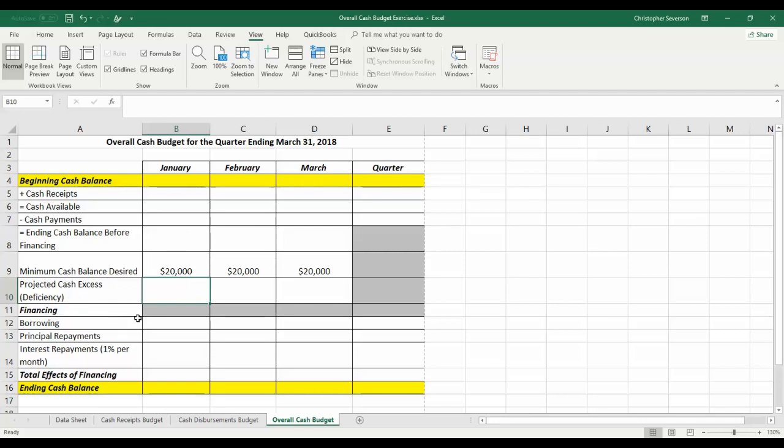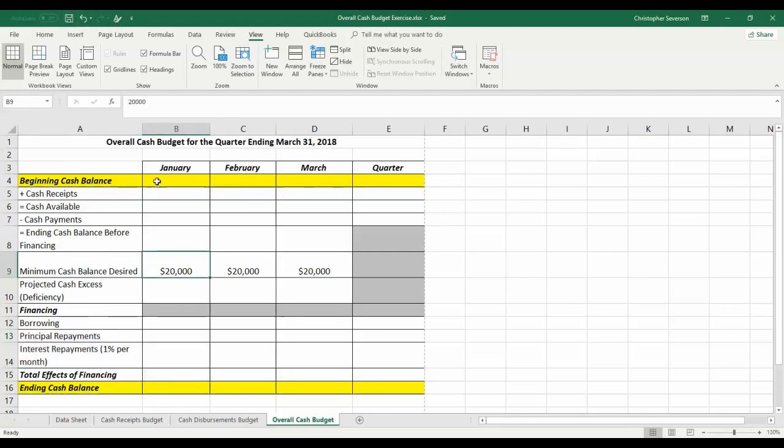Now, if there is any deficiency, we have to borrow to get it up to $20,000, and then we'll pay back both principal and interest as soon as we have enough money to do so. The effects of financing is going to be the net amount of these three. In some months it might be positive because we borrowed money. In other months it might be negative because we paid it back. Finally, we get the ending cash balance. So let's take a look at how we do this.